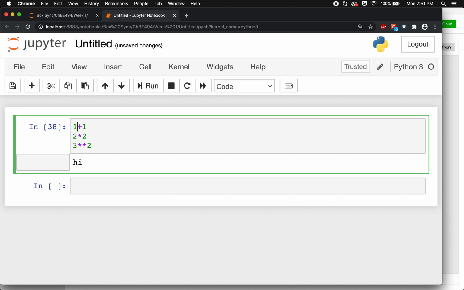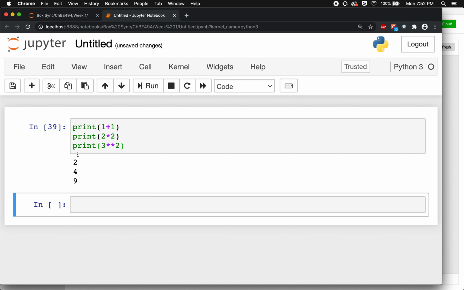But if we want to see the expressions for all this, we can always just type print 1 plus 1. We can do print 2 times 2, and then we can print 3 squared. I'll later show you some more tricks with printing numbers. And in this case, we're going to get 2, 4, and 9. So 1 plus 1 is 2. 2 times 2 is 4. And then 3 squared, of course, is 9.